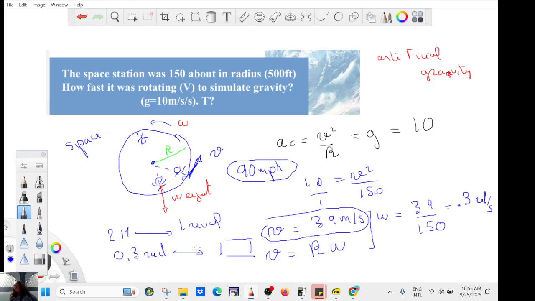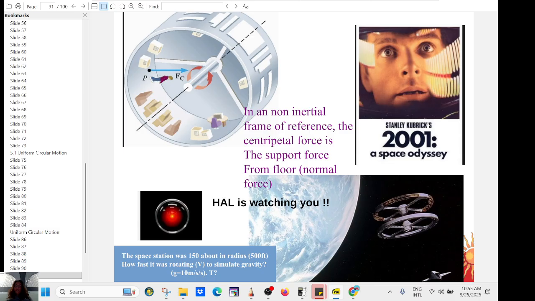What do you mean by 150 square? 150? You said 5 feet, so what do you mean? Because it says 150 here. 150 meters, because I want it in meters. Okay? So that will be the speed in meters per second.